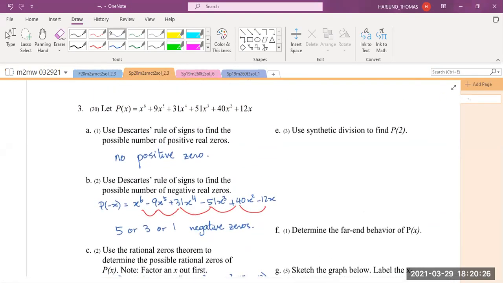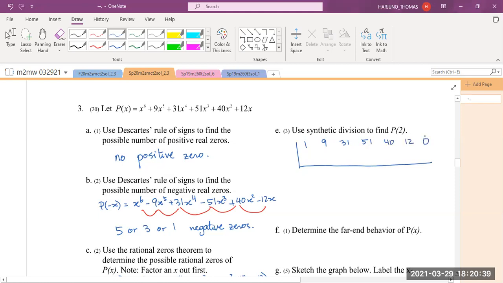Part E. Use synthetic division to find P(2). So 1, 9, 31, 51, 40, 12. Don't forget the 0. Oh man, this will be big.